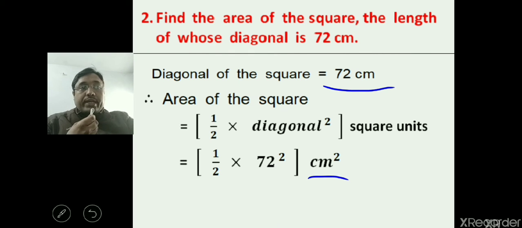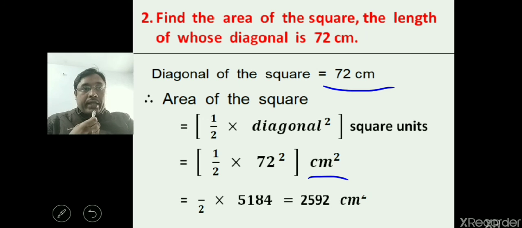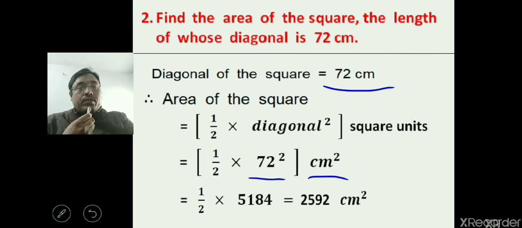Outside the unit you will write centimeter square, because 72 is the diagonal length. So 1 by 2 into 72 square, that is equal to 1 by 2 into 5184. 72 square is 72 into 72. Multiplying 72 two times, it will come 5184, and that you divide by 2. Cutting with 2, it is coming 2592 centimeter square. This is the area of a square whose diagonal is 72 centimeters.